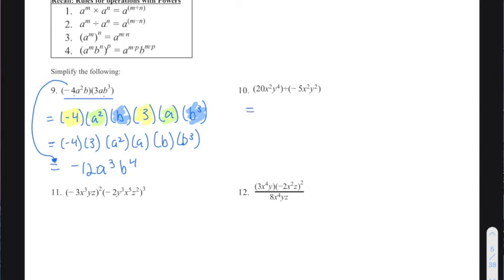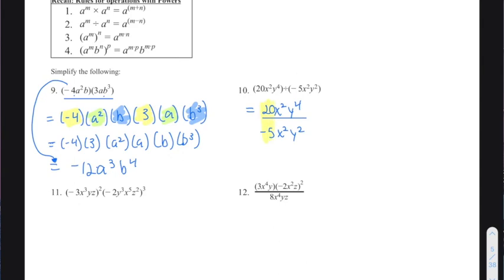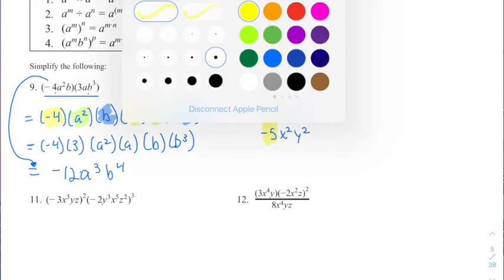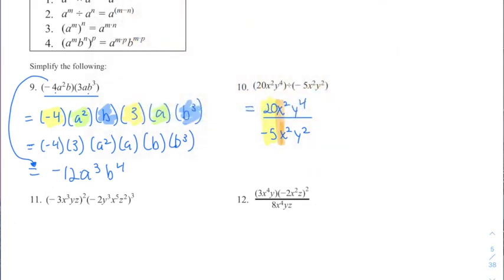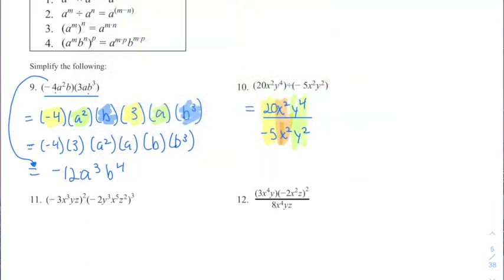Okay, for number 10, we've got some division here. To help us visualize it, I'm going to write it as a quotient like this. If you remember, when you have division like this, you group the like things. I can see that these are coefficients, and I have x squared here, the same variable, and I have y here.